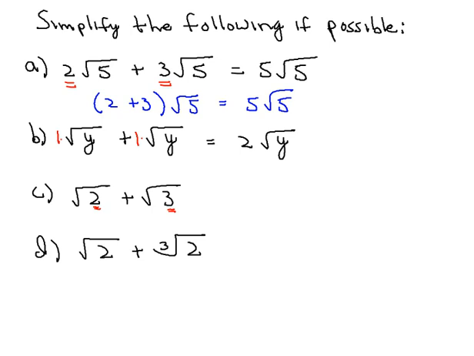And in part D, we have the square root of 2 plus the cube root of 2. Now, although the radicands are the same here, the index is different in each case. We have a 3 in one case and a 2 in the other. So, again, we're not able to simplify or combine these terms together any further.